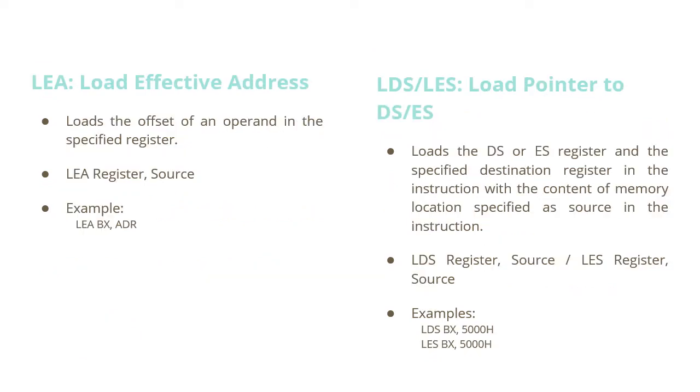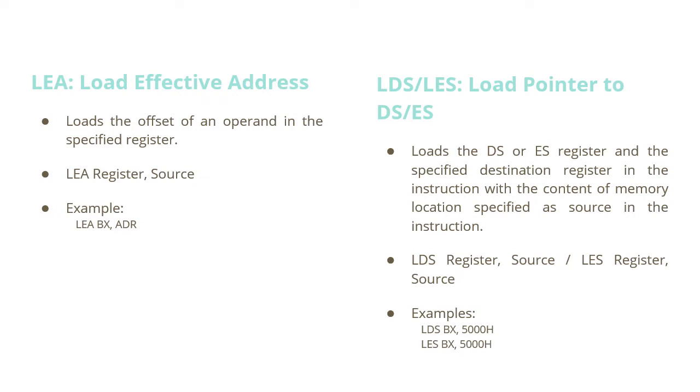The LEA instruction, or the load effective address instruction. This instruction loads the offset of an operand into a specified register. The format of this instruction is LEA register, source. We'll explain this with the help of an example. If the instruction is LEA BX, ADR, it will load the offset of the label ADR into the BX register. Now this instruction is more useful for assembly language rather than for machine language.